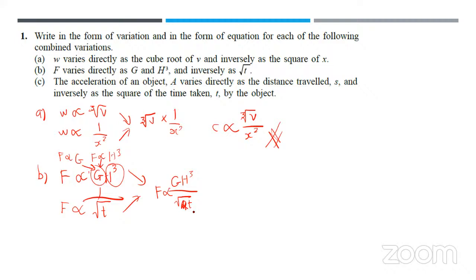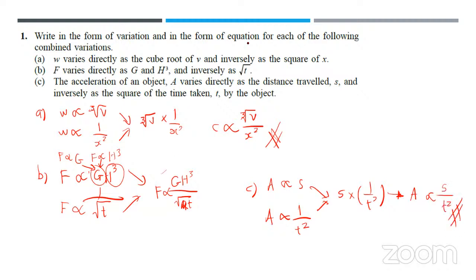Okay, now let's look at the final question. The acceleration of an object A varies directly as the distance traveled S, and inversely as the square of the time taken T by the object. Okay, so they're trying to confuse you a bit over there, but let's just look at it. A varies directly to the distance traveled, and A varies inversely to the square of time taken. So you combine this and this is equal to S multiplied by 1 over T squared, and you will get A varies by this expression over here.